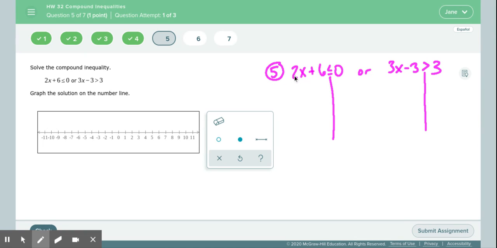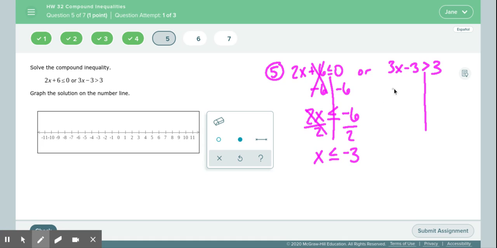So here's my variable. It's being multiplied by 2 and adding 6, so I would subtract 6 on both sides. Plus 6 minus 6 cancels, leaving me with 2x is less than or equal to 0 minus 6, which is -6. X is being multiplied by positive 2, so I'm going to divide both sides by positive 2. Since that's a positive that I'm working with, I'm going to keep the same inequality symbol. And then I'm left with x is less than or equal to negative 6 divided by 2, which is negative 3.